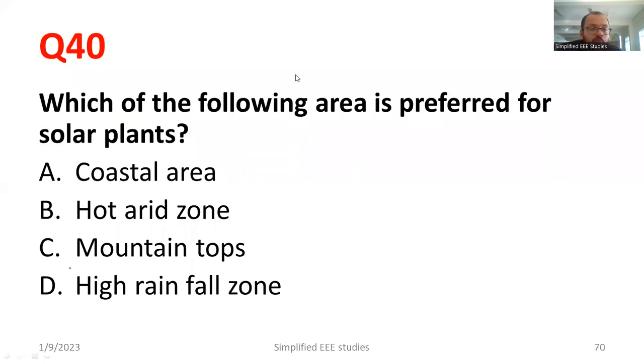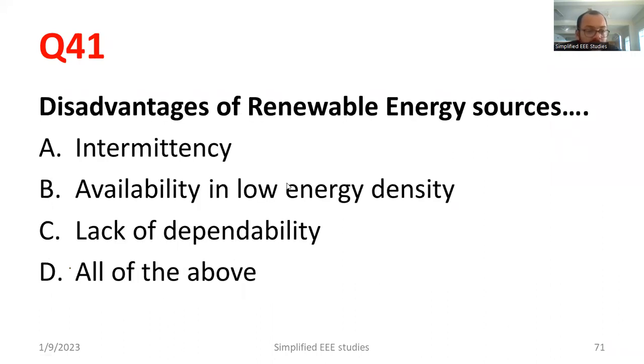Now I am going to proceed with another question. Which of the following areas is preferred for solar plants? Coastal area, hot arid zone, mountain tops, high rainfall zone. Obviously, without thinking much, you can go for option D, hot and arid zone, because sunlight is very important. Wherever it is available, you can install a solar plant.